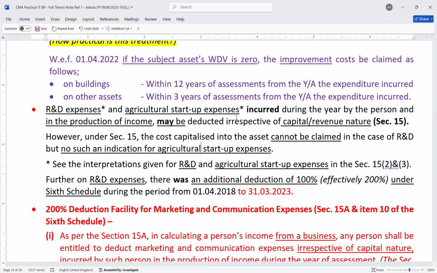Then further, on research and development expenses, there was an additional deduction of 100%. That additional deduction of 100% means the original section 11 deduction plus an additional deduction of 100% of the revenue part. When we take the revenue part, under section 11 also we are claiming it. That means an additional deduction of 100%, that means 200%, under the 6th schedule, during the period 1st April 2018 to 31st March 2023, only during that period. Thereafter, it is not there.